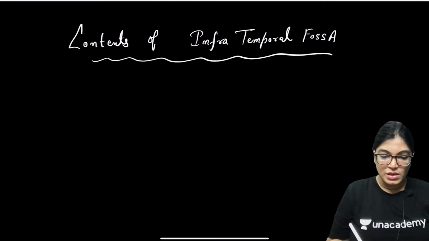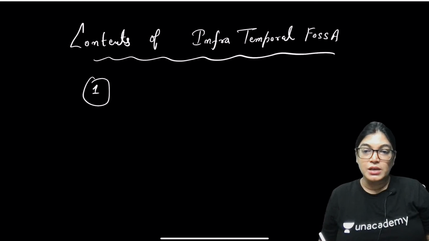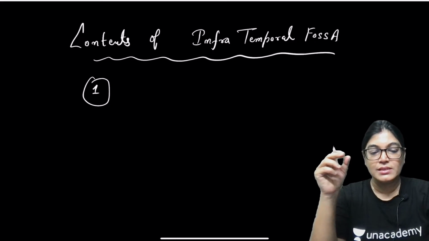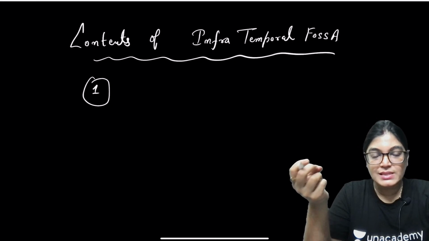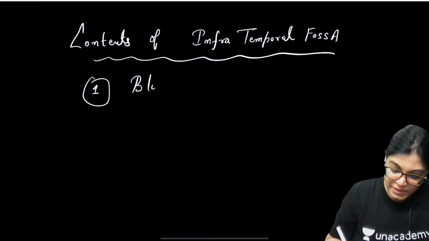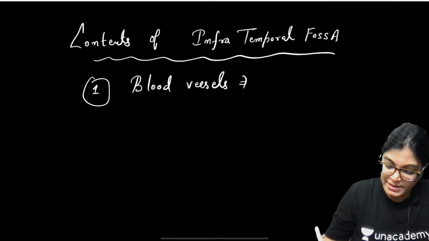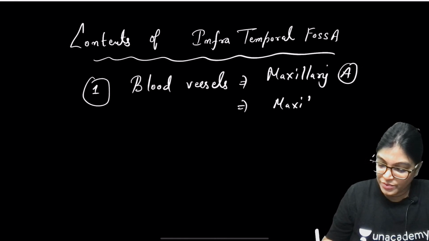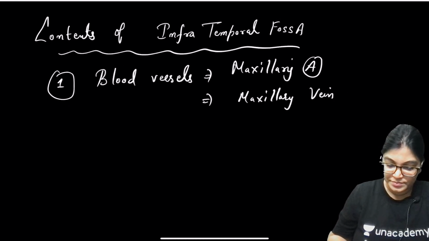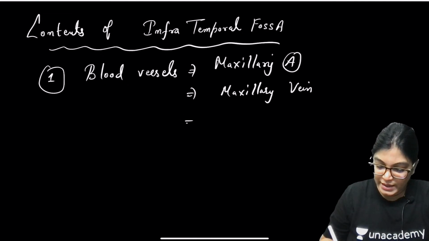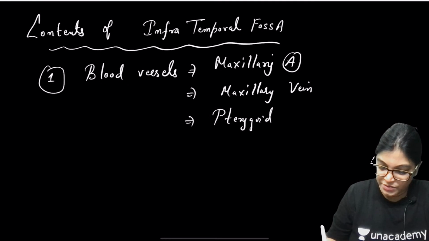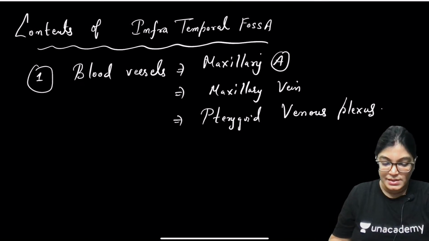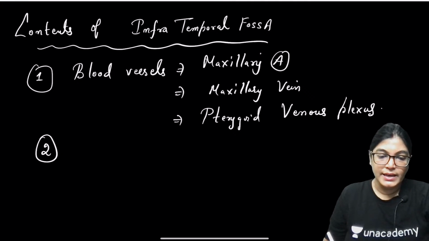The infratemporal fossa contains an important terminal branch of the external carotid artery. A very important artery is located in this content. Among the blood vessels, the maxillary artery is a very important content. So first is blood vessels. In these blood vessels, the maxillary artery, a terminal branch of the external carotid artery, is an important content. Also the maxillary vein is lying there, and the pterygoid venous plexus. So these are the blood vessel contents.